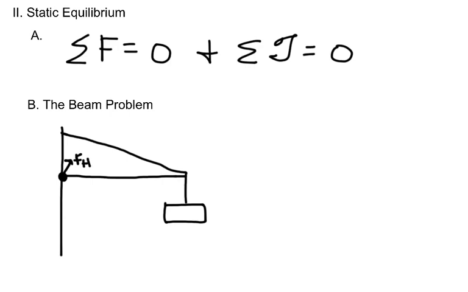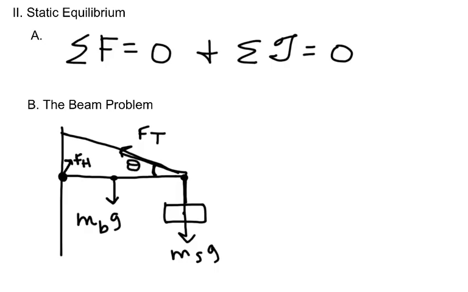Drawing a free body diagram on the beam, there will also be a weight of the beam. If the mass of the beam is uniformly distributed, then the weight of the beam will act right at the center of the beam. I'm going to call that the mass of the beam times g. The sign itself has a weight acting on the beam down, and we're going to say the mass of the sign times g. There's also a force of tension acting on the beam from the cable. And lastly, there's going to be an angle that I'm interested in with the cable and the beam, and I'm going to call that theta.